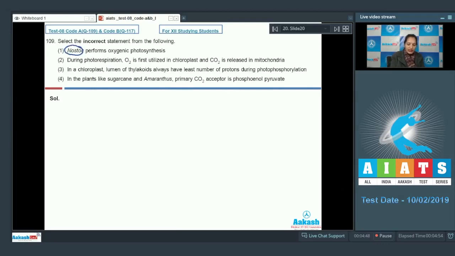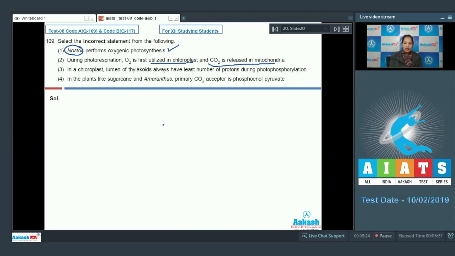Nostoc is a cyanobacterium and it performs oxygenic photosynthesis. What is oxygenic photosynthesis? A photosynthesis in which oxygen is evolved. So there should be splitting of water. Cyanobacteria perform oxygenic photosynthesis because there is evolution of oxygen, and Nostoc, as it is a cyanobacterium, performs oxygenic photosynthesis. Second, during photorespiration, O2 is first utilized in chloroplast, yes, and then CO2 is released in the mitochondria.